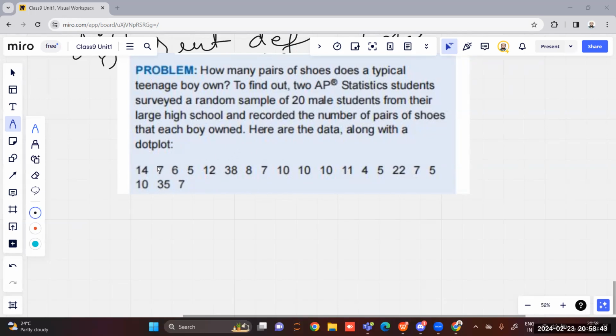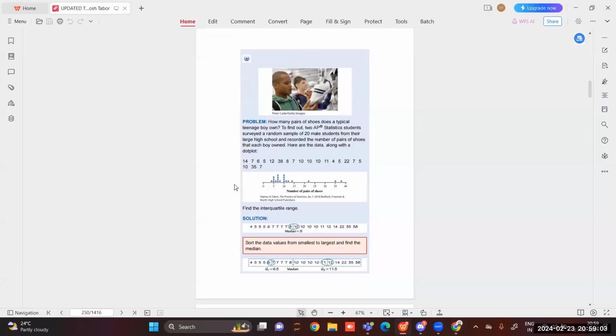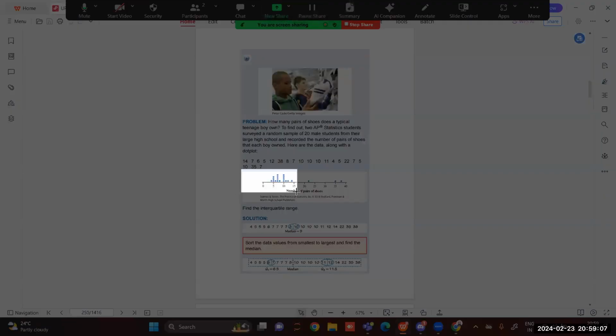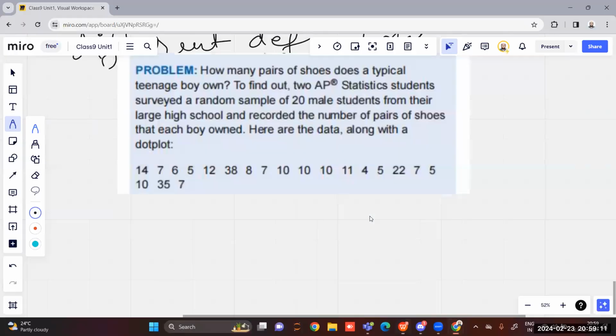Okay, so how many pairs of shoes does a typical teenage boy own? To find out, two AP statistics students surveyed a random sample of 20 male students from the allied high school and recorded the number of pairs of shoes that each boy owned. Here are the data along with a dot plot. The question is: find the interquartile range. I'll copy the question also. The dot plot is also given.